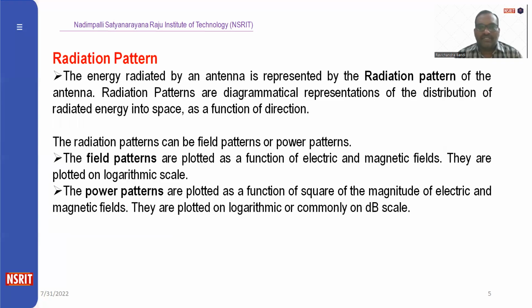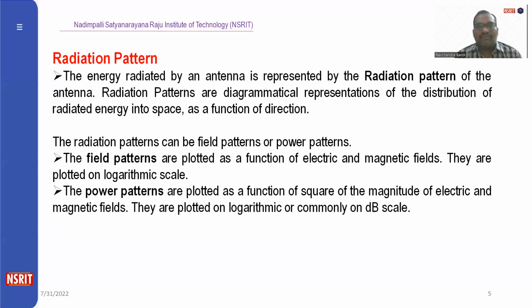Now, what is a radiation pattern? The energy radiated by an antenna is represented by the radiation pattern. I have already said that the antenna will radiate EM energy in all directions. In some directions it radiates more, in some directions it radiates less. The energy radiated by the antenna is represented by the radiation pattern of the antenna. Radiation patterns are diagrammatical representations of the distribution of radiated energy into space as a function of direction.